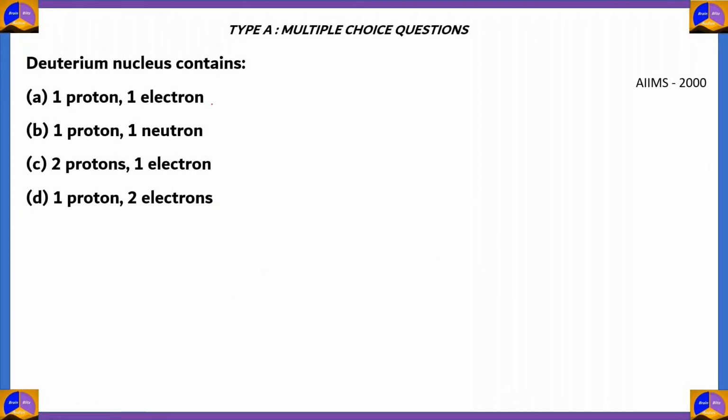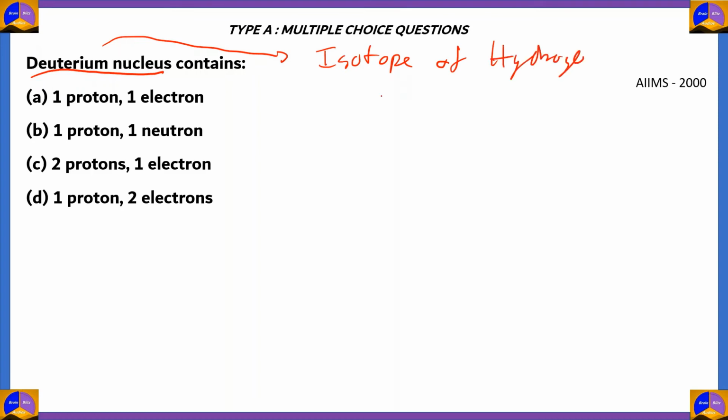Now let's move on to the next question. A deuterium nucleus contains: 1 proton, 1 electron; 1 proton, 1 neutron; 2 protons, 1 electron; or 1 proton, 2 electrons. So what is deuterium? Deuterium is an isotope of hydrogen. So what that means is that deuterium has the same atomic number but different mass number. Z is for atomic number, A is for mass number.